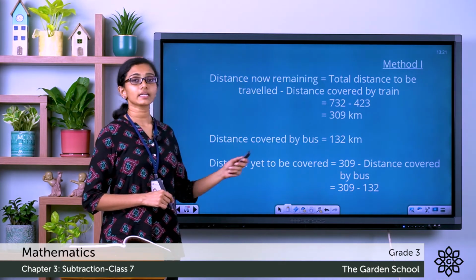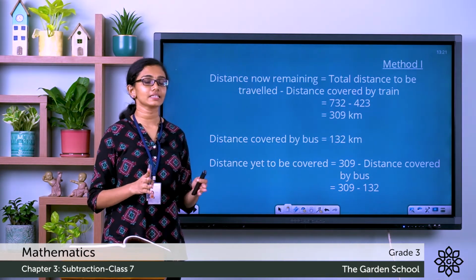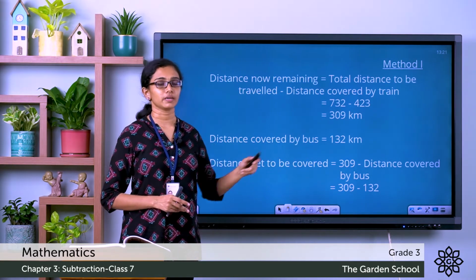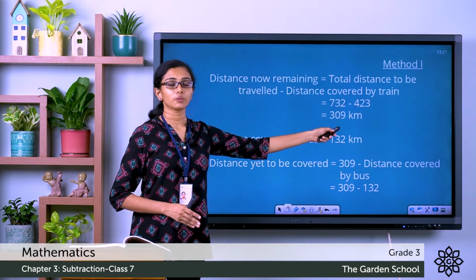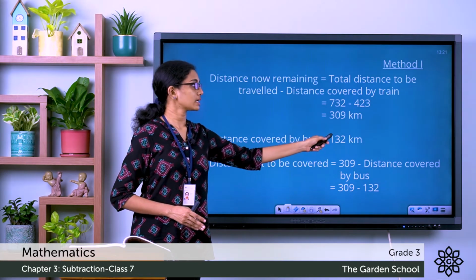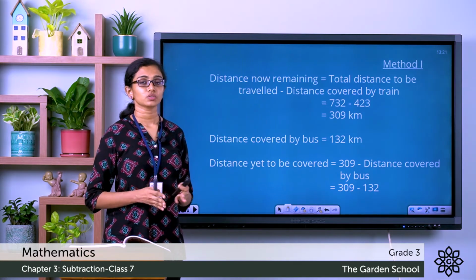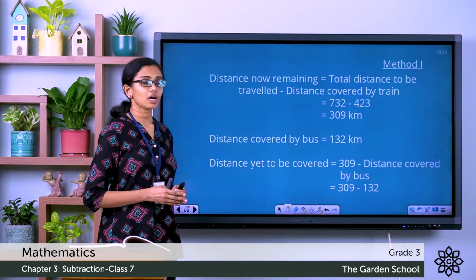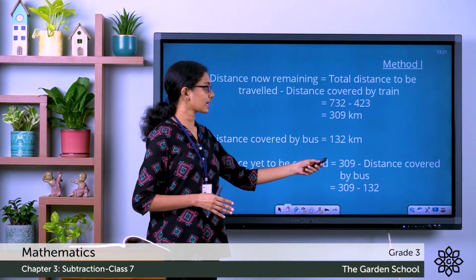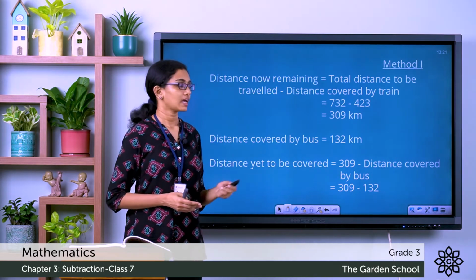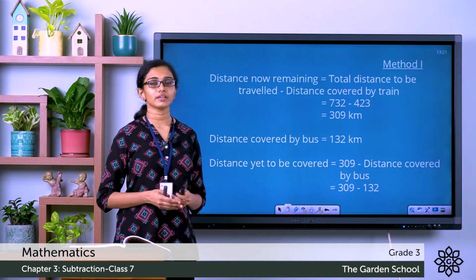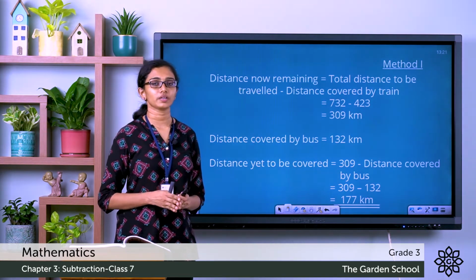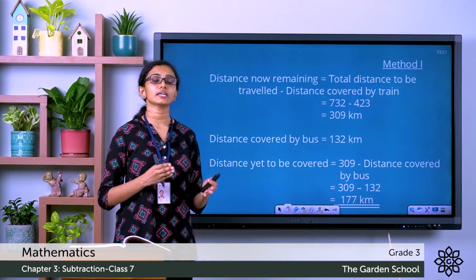So now 309 km is left to be covered, and it is said in the question that he covered a distance of 132 km by bus. So out of this 309 km left, he covered 132 km by bus. Now how much distance is remaining? How do we find out? Distance yet to be covered will be equal to 309 minus the distance covered by bus, that is 309 minus 132, and that gives you 177 kilometers.